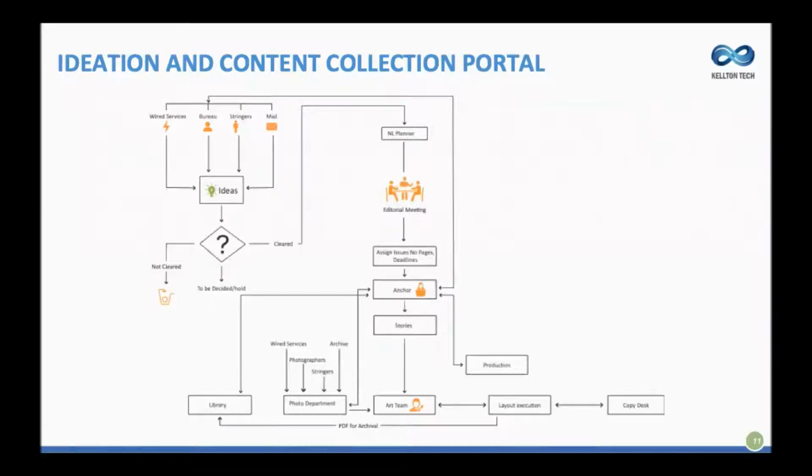All the inputs from the wire services, photographers, stringers, and the archives come to the art team, and they can access all of this through that single ideation portal. Then it goes to the layout execution team, who take the help of the copy desk also. The layout execution team creates the layout of the complete magazine, and then it is put into the library for PDF archival. The anchor then sends it for production.